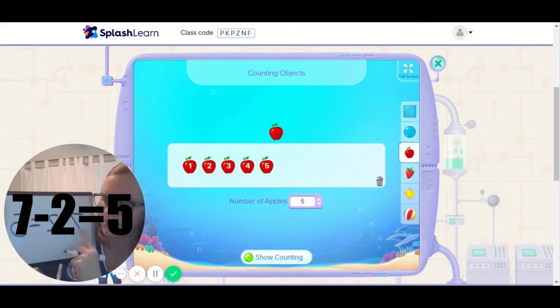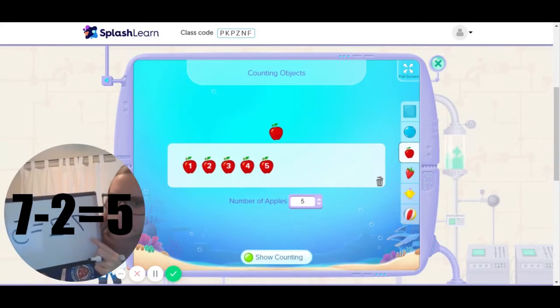So everyone needs to say this problem out loud. Say it to a parent or whoever's next to you. Say 7 minus 2 equals 5. Very good.